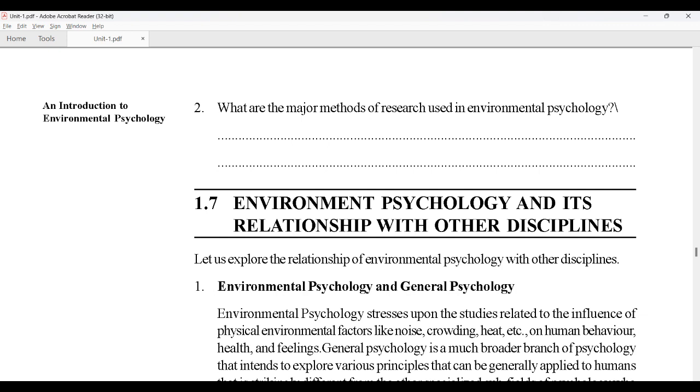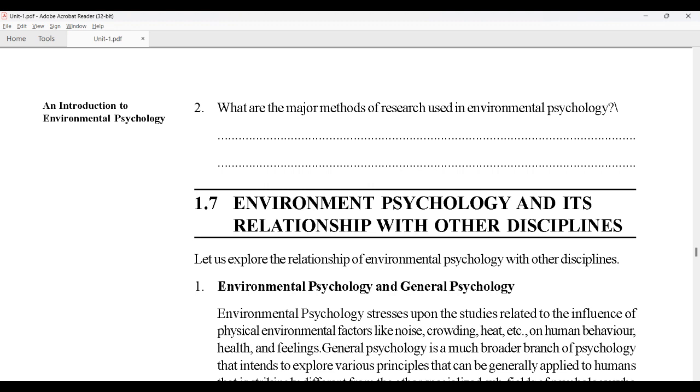1.7 Environmental psychology and its relationship with other disciplines. Let us explore the relationship of environmental psychology with other disciplines. 1. Environmental psychology and general psychology. Environmental psychology stresses the studies related to the influence of physical environmental factors like noise, crowding, heat, etc., on human behavior, health, and feelings.